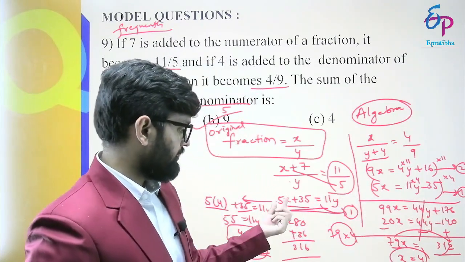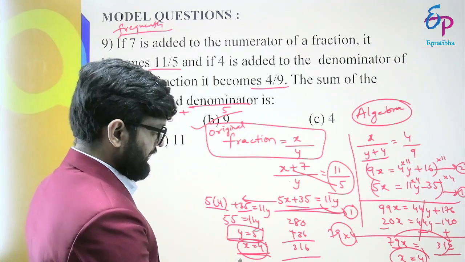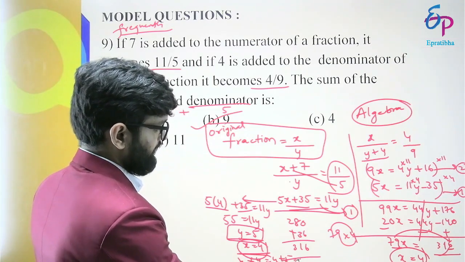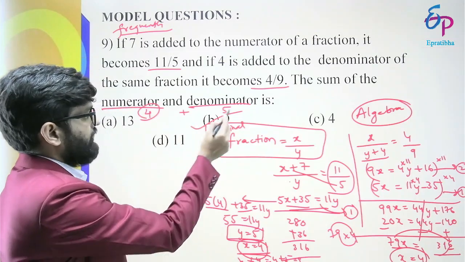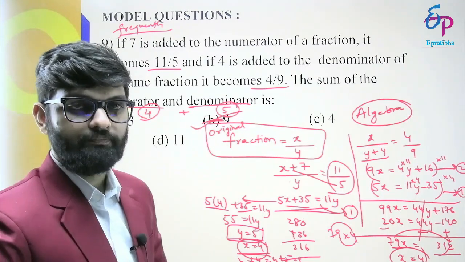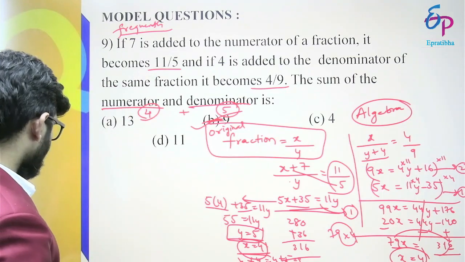If you put it in any one of the expressions, you get the y value as 5, so what will the x plus y value be? 4 plus 5, that is 9. I got numerator as 4 and denominator as 5. So 4 plus 5, 9 is the correct answer for this question. So I hope I am clear. We are going to see so many questions on this one.